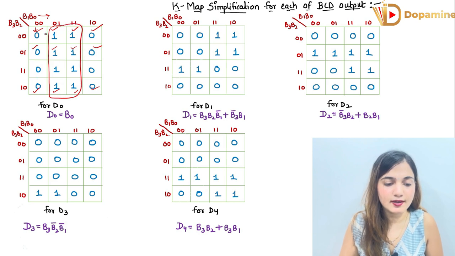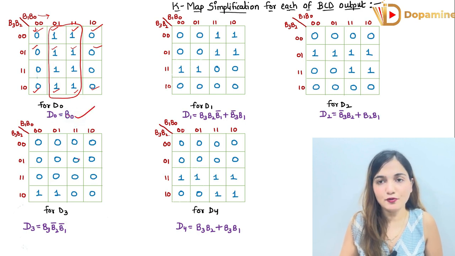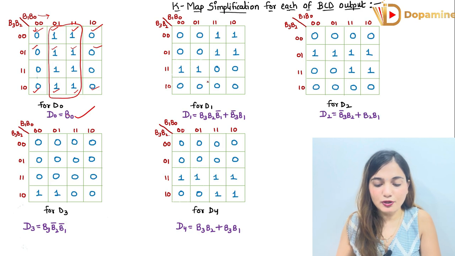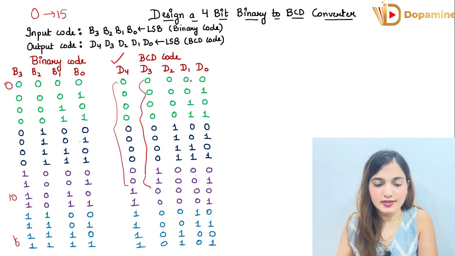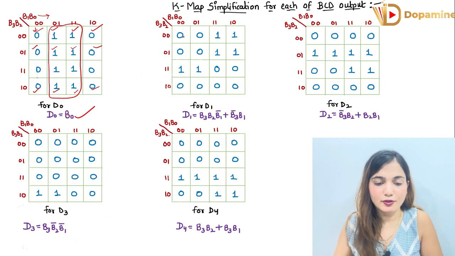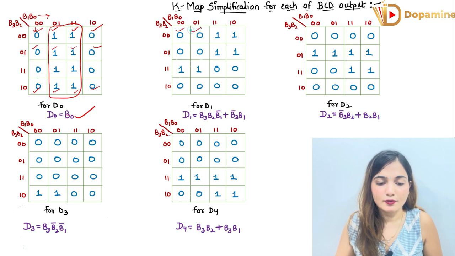So you can see here we have made an octet. For that we got the simplification: D0 is directly equal to B0. Same we are going to make for D1. So you can see D1 is 0, 0, 1, 1, 0, 0, 1, 1, then 4 0s, 1, 1, 0, 0. So we are going to make 0, 0, 0, 0, 1, 1, 0, 0, 1, 1, then 4 zeros, then 1, 1, then 0, 0.